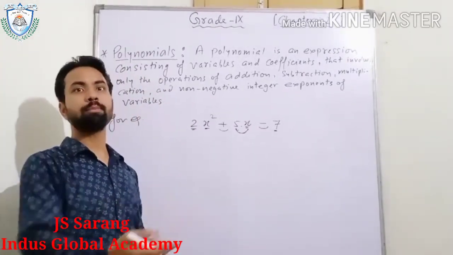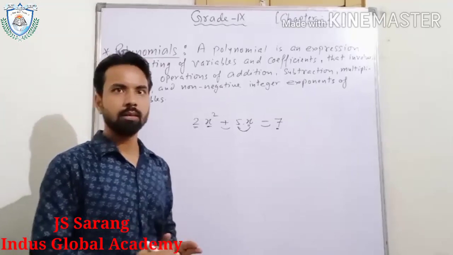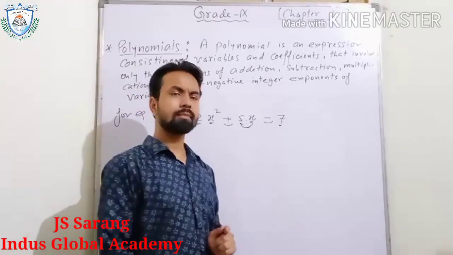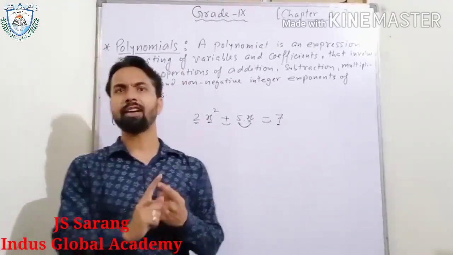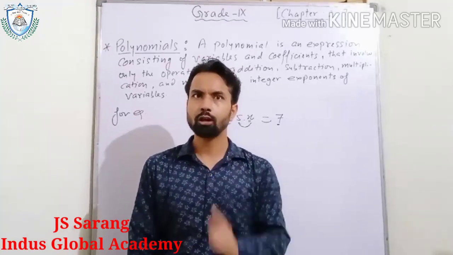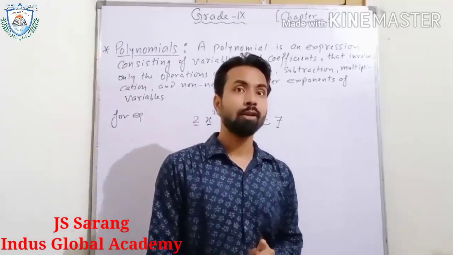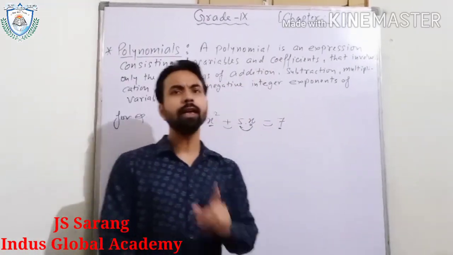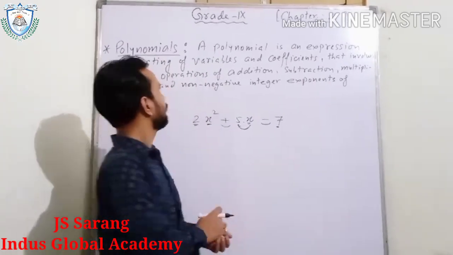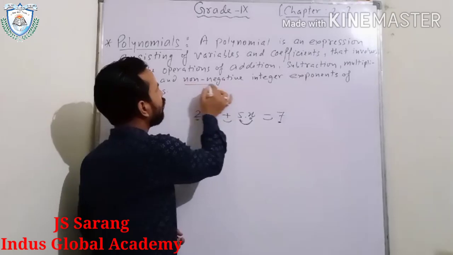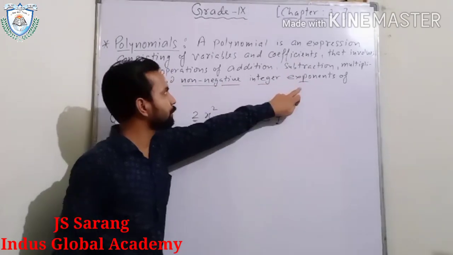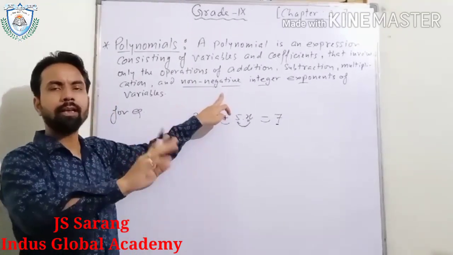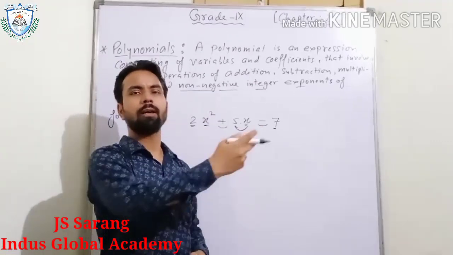And the last and the most important point: the power, the exponent of the variable should be a non-negative integer. Means the power of the variable should not be fractional. Means the power should not be 1 by 2, 1 by 3, 2 by 5 like this. Second thing, it should not be negative, because here it is written non-negative integer exponents, means the exponent should be non-negative. Non-negative means the power should not be negative. Y to the power minus 1, x to the power minus 2, x to the power minus 5.